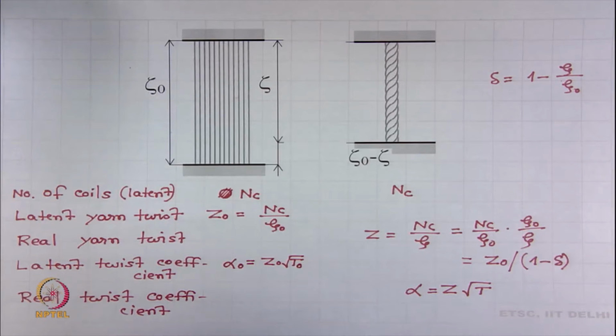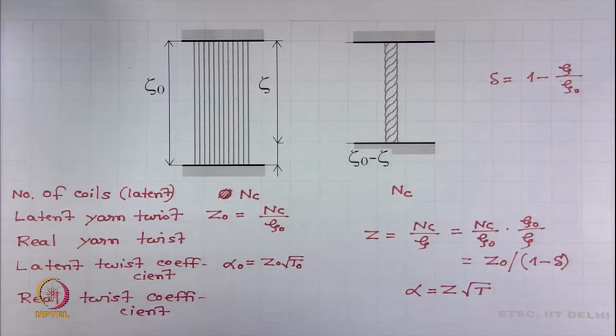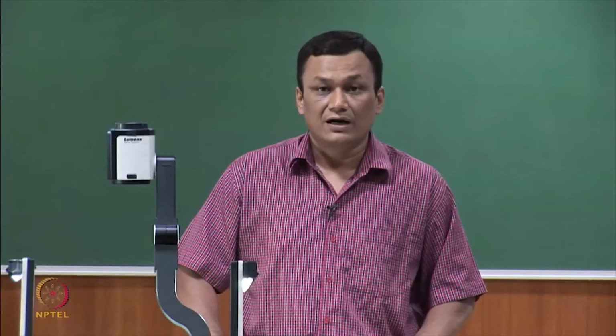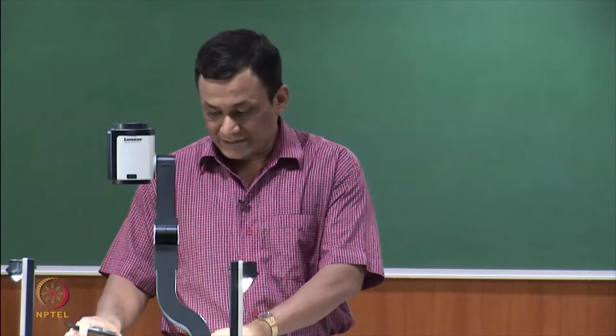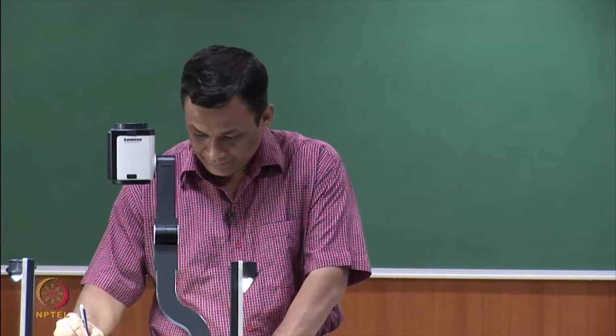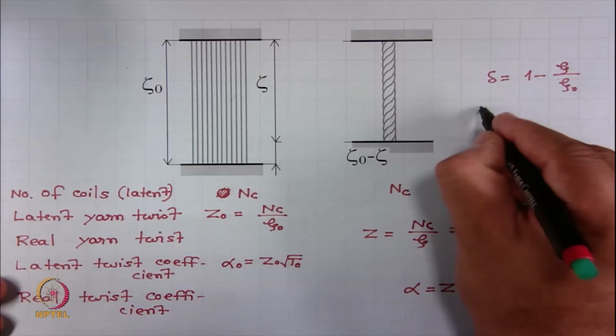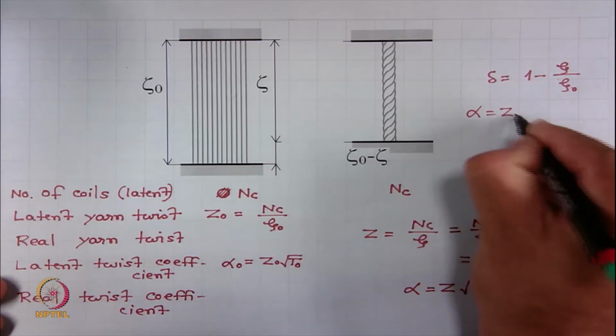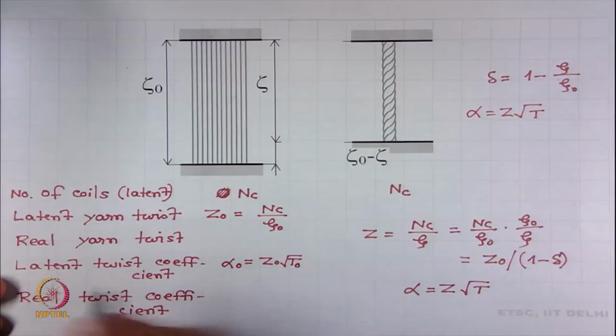Okay. What is the relation between latent twist coefficient and real twist coefficient? What is the relation between alpha naught and alpha? Let us establish that. So, alpha is Z root T. Let us substitute.